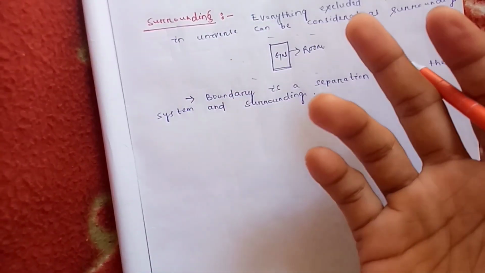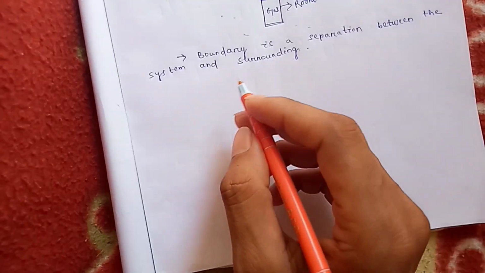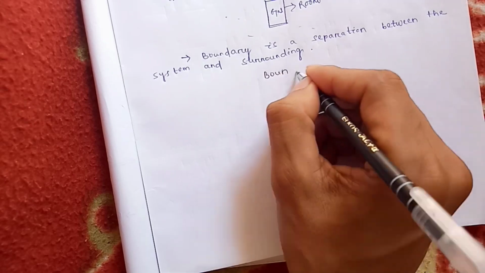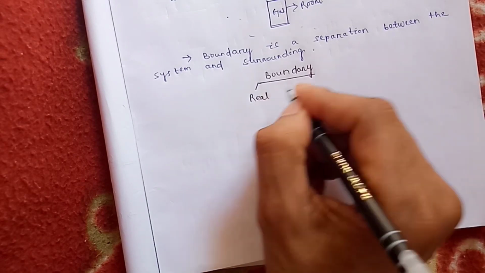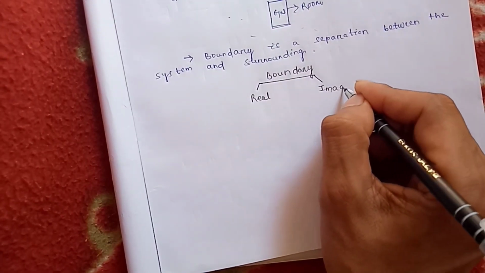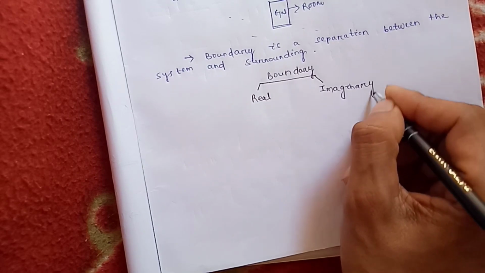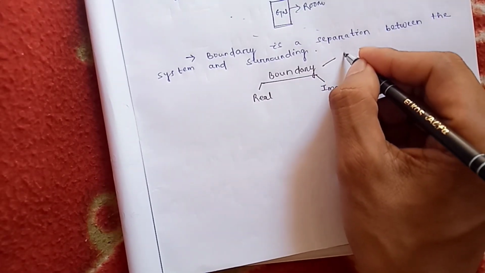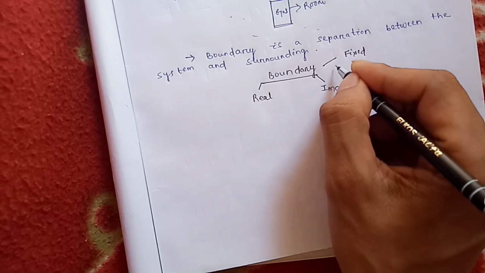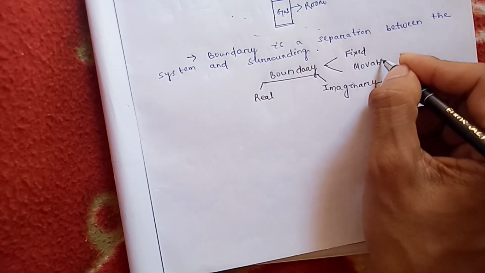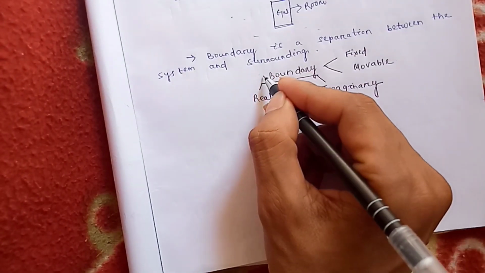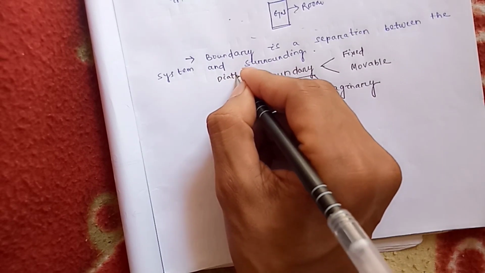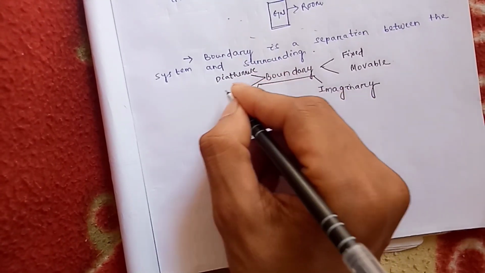Now boundary can be real, can be imaginary also. Boundary can be fixed, can be movable also. And boundary can be diathermic and boundary can be adiabatic also. So boundary can be divided: it can be real, it can be imaginary, and it can be fixed, and it can be movable also. And it can be diathermic and adiabatic also.